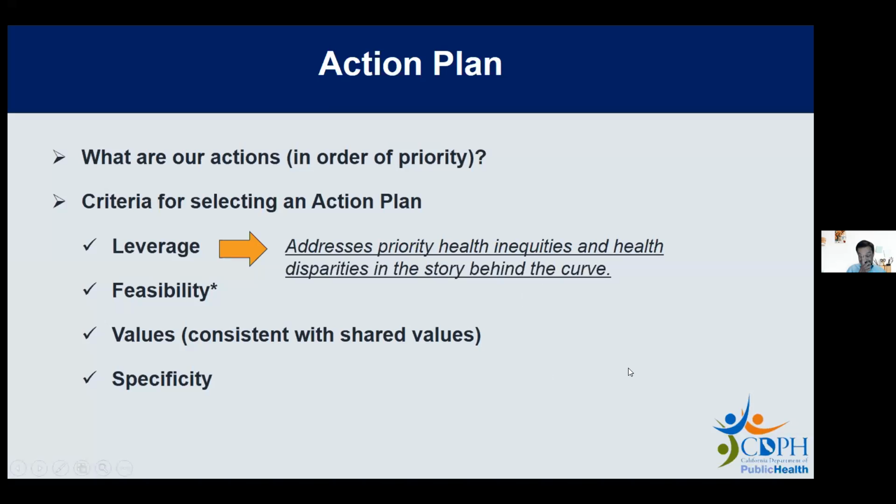After we talk about what's going on behind these curves, we do want to look at what are our actions. So it's really important as part of RBA to identify 4 of the key criteria for creating an action plan. And leverage is actually really important. This is the notion that your actions address those root priorities, those root causes, the story behind the curve. So when you're looking at historical values or even forecasting, we're asking ourselves, if we don't do anything right now and this curve is going to stay on this trajectory, is that what we want, or do we want to improve that? So we looked to leverage to see how we can address that priority health inequity or disparity in that story. We also look to see if it's feasible.